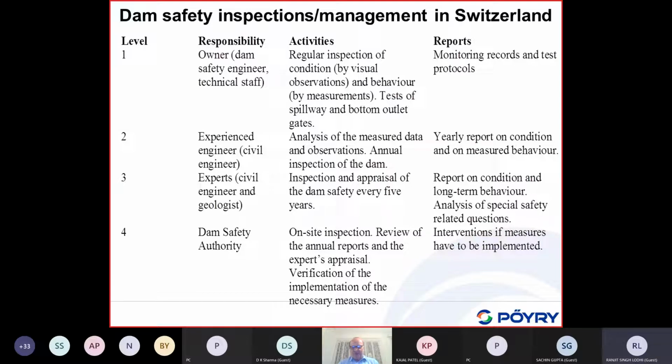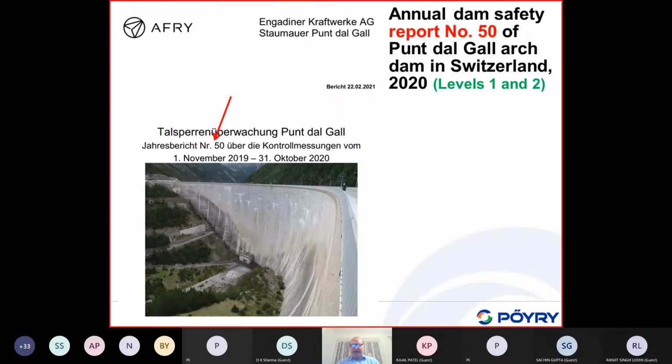I am not familiar with the concept you are using in India, but if you look into your system, maybe look also at what is being done in other countries, like in Switzerland, it would be useful. Now, I'm involved in one dam here. This is an arch dam, Punt dal Gall. It's in a Swiss national park. I have given some presentation already. It is a kind of unique project because the border between Switzerland and Italy is here.